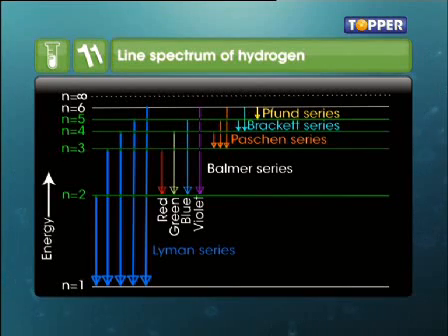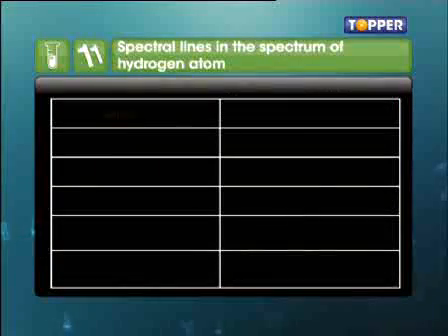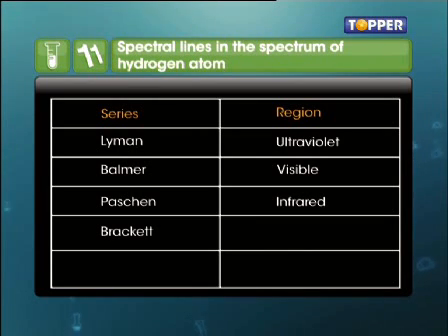These series lie in different regions. Let us see. Lyman series lies in the ultraviolet region, Balmer series lies in the visible region, while Paschen, Brackett and Pfund lie in the infrared region.